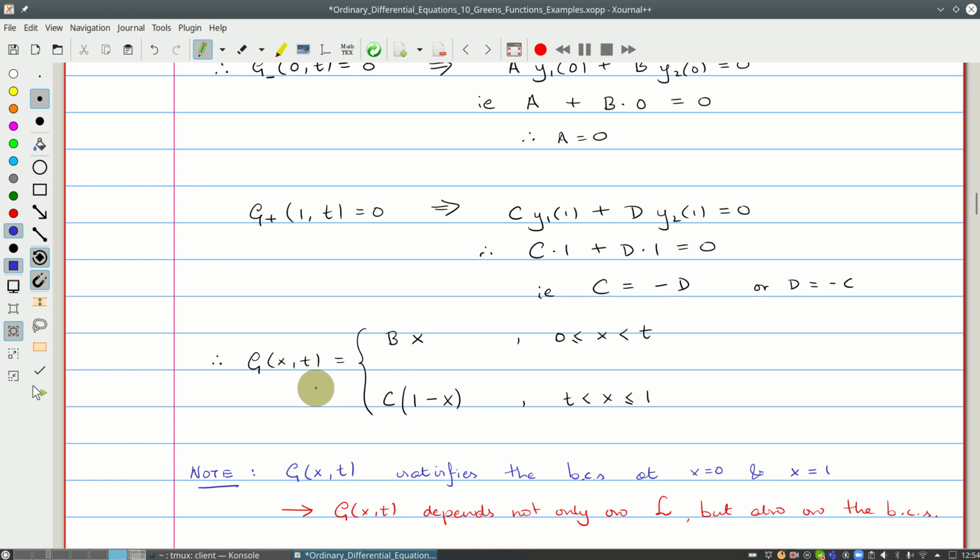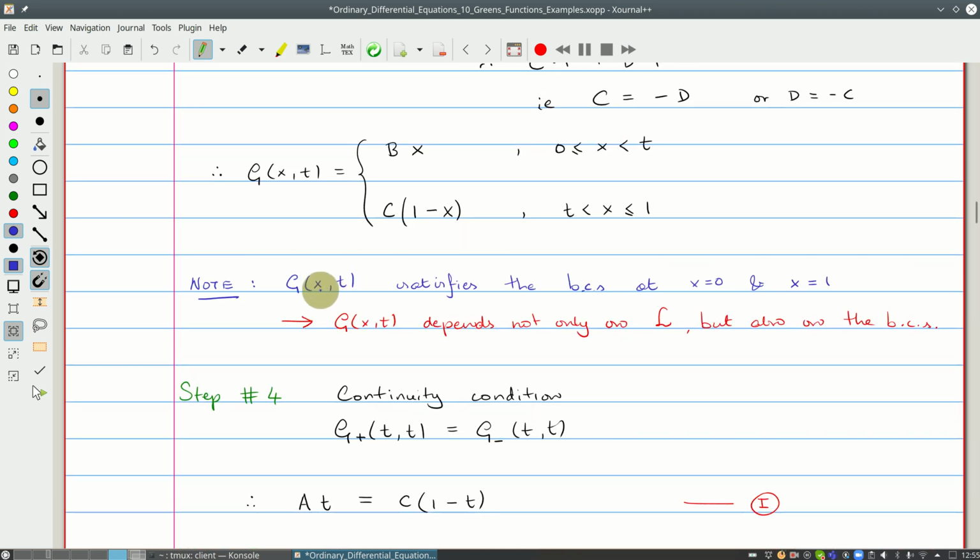unknown constants. G, the Green's function, is equal to b times x. Remember, b is a function of t in general. B times x, where x is less than t but greater than or equal to 0, and it's c times 1 minus x. This condition gives you the 1 minus x, where x is greater than t but less than or equal to 1. So now we have two unknowns, b and c, both are in principle functions of t.